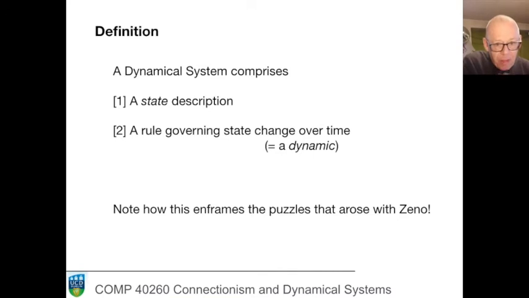So, remember the core definitions that we started with. A dynamical system comprises a state description and a rule governing state change over time. And this provides us the tools with which we can, among other things, address the puzzles that arose with Zeno. So many issues in science become tractable when we take this sort of principled approach.